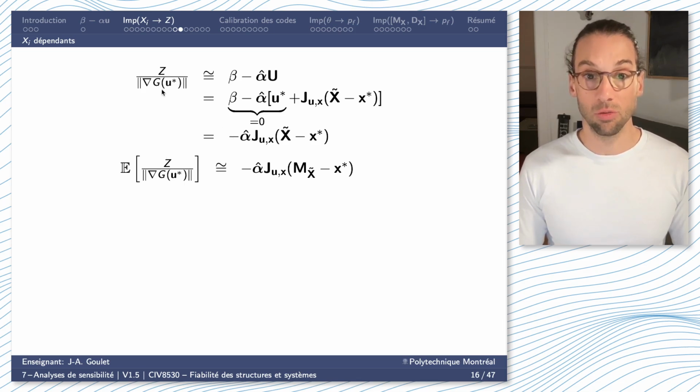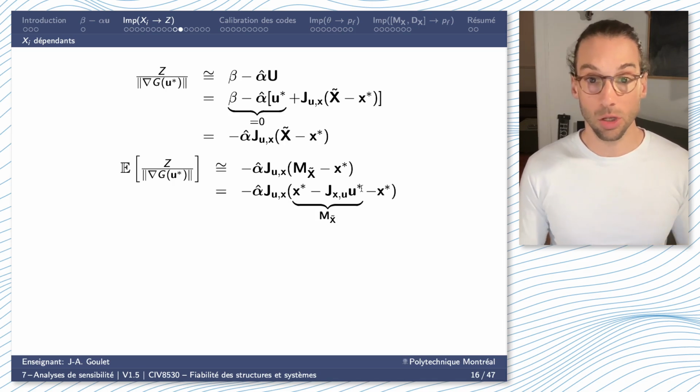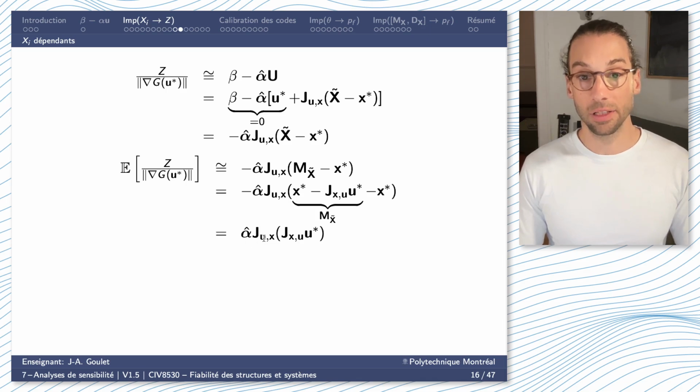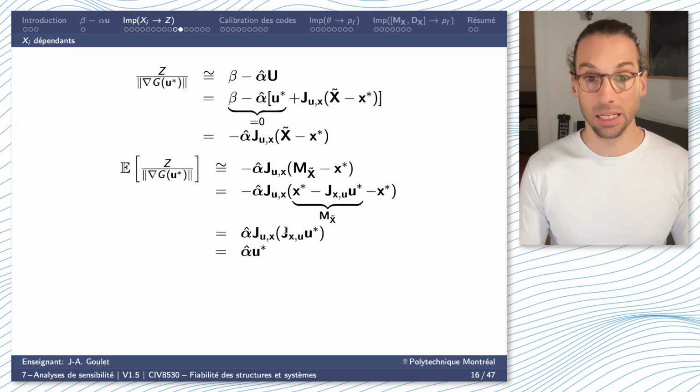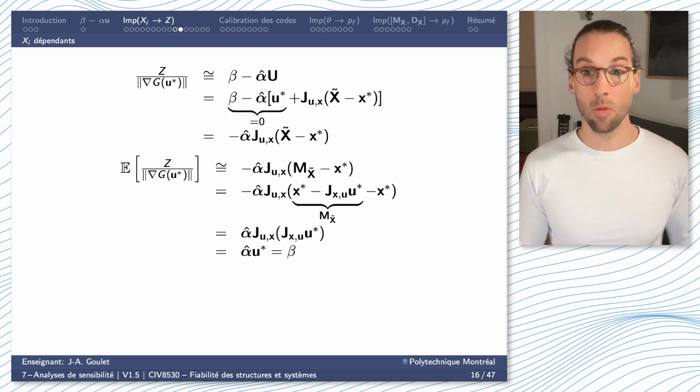So the expected value of what I have here is going to be equal to the function evaluated at its mean. So I'm simply going to have this. And if we expand the mean being what we saw on the previous slide, which is x star minus the Jacobian times u star, I have here x star minus x star. So this goes away. I only have alpha times the Jacobian times the inverse of the Jacobian times u star. The Jacobian times its inverse is going to be equal to the identity matrix. I have alpha times u star. Alpha times u star is simply beta. Okay, so I go back on my feet. I have the same thing as I'm supposed to obtain.